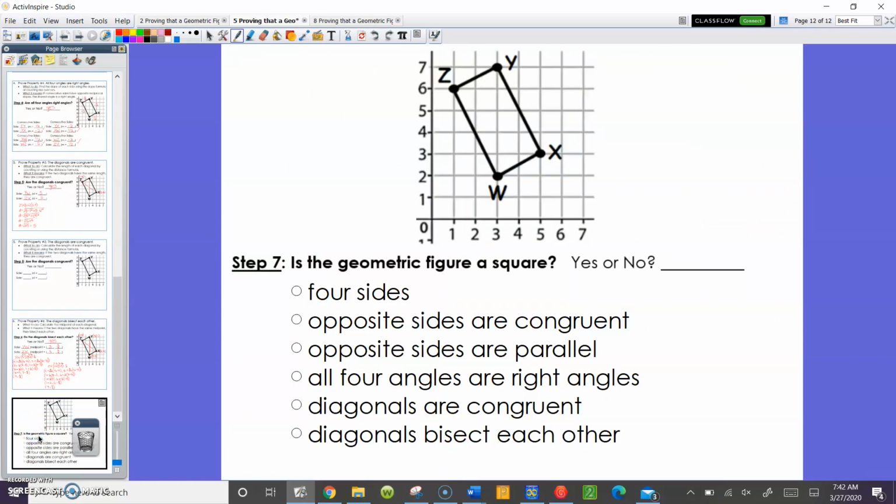So now we can answer the final question. Here's another typo that should say rectangle. So is the geometric figure a rectangle? Did it have 4 sides? Yes. Opposite sides were congruent. Opposite sides were also parallel. All 4 angles were right angles. The diagonals were congruent, and the diagonals did bisect each other. So is the geometric figure a rectangle? Yes.